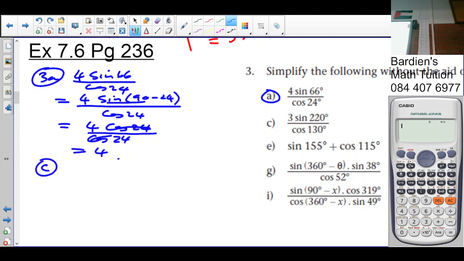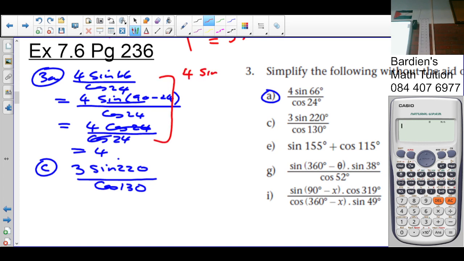Let's look at C. So you've got 3 sine. If you had changed cos, it's going to be the same. If you had changed cos, it would have looked like you got 4 sine 66.